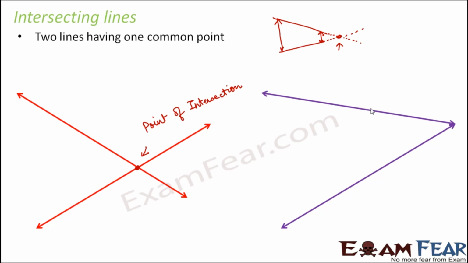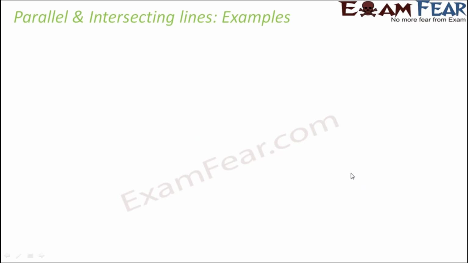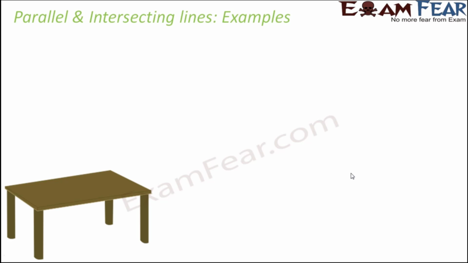So let us look at this example. This is also an example of intersecting lines where the two lines have a common point. This is the point of intersection and these two are the intersecting lines. Let us look at some interesting examples of parallel and intersecting lines. Let's think of this table. Where do you see parallel lines and where do you see intersecting lines?